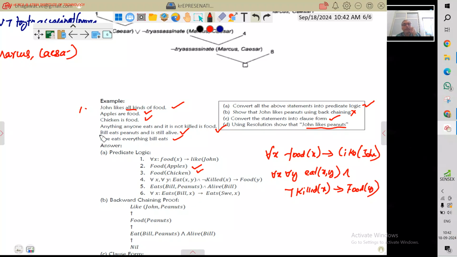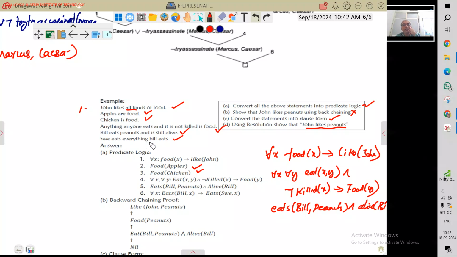The next one, Bill eats peanuts and is still alive. So eats is a predicate. Who is going to eat? Bill eats peanuts, and is still alive. Alive is a predicate. Who is alive? Bill is alive. Right? So it's very simple, similar to the last one.